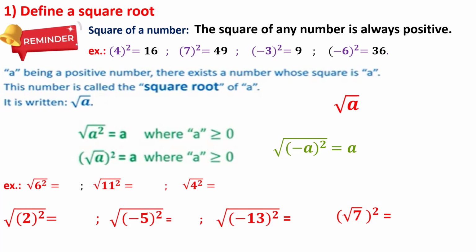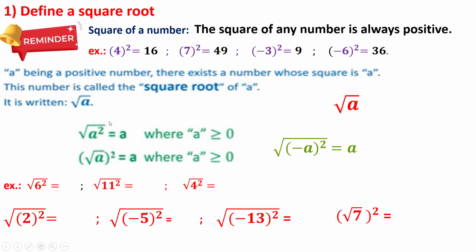So if a is a positive number, there exists a number whose square is a. This number is called the square root of a. I denote the square root by radical a. So this is the notation of a square root. It is radical a, where this symbol is called the radical and a is the radicand, the number inside.